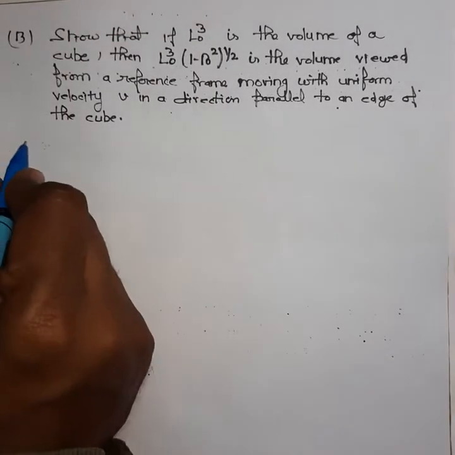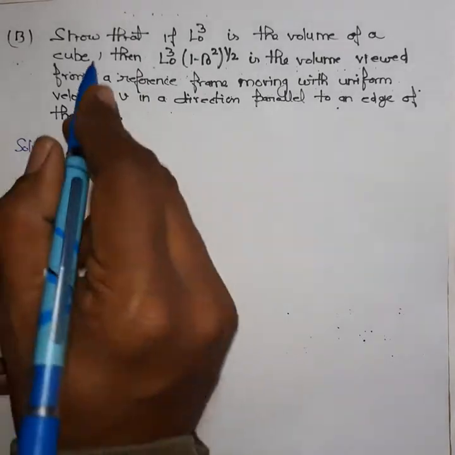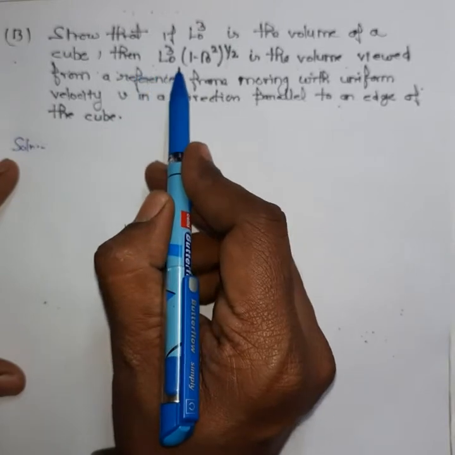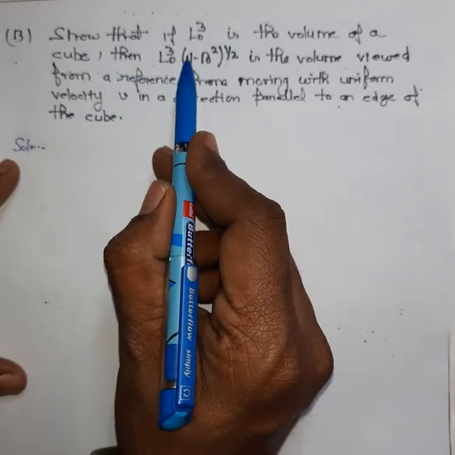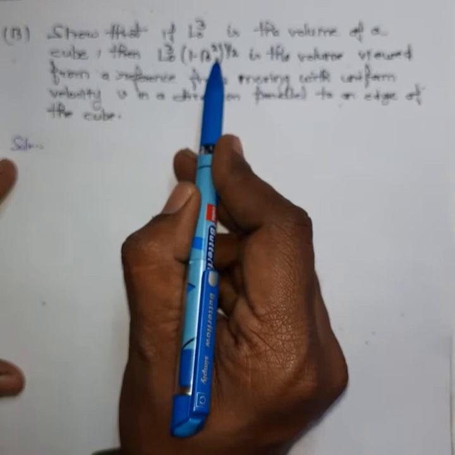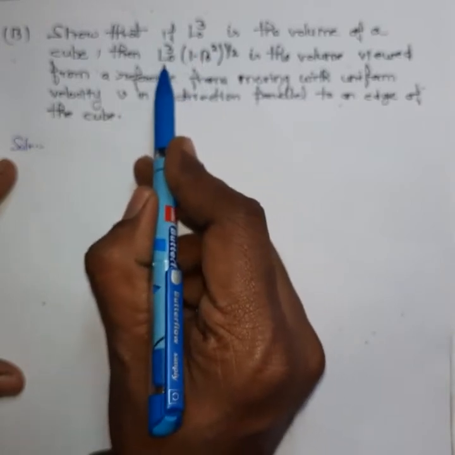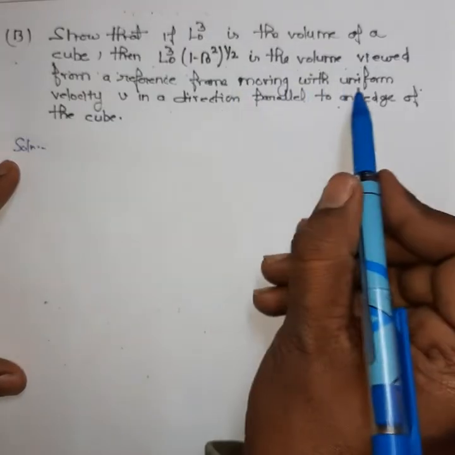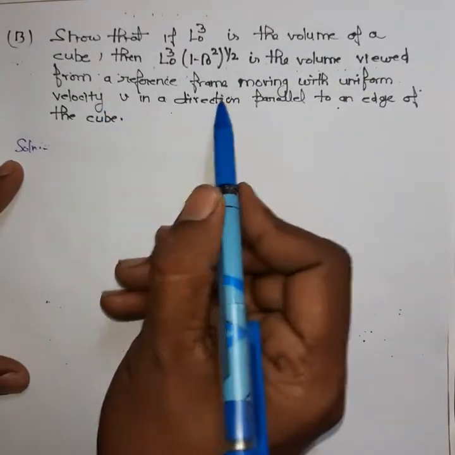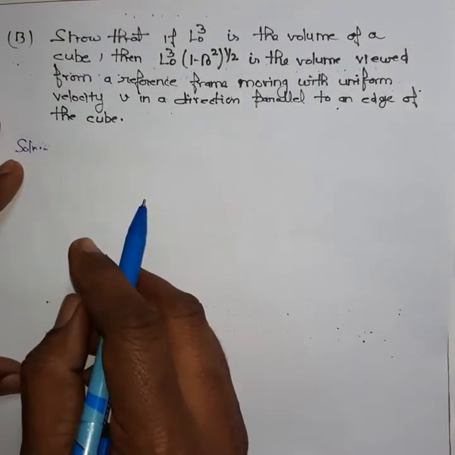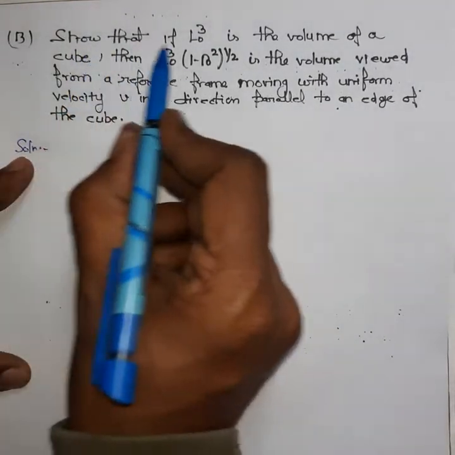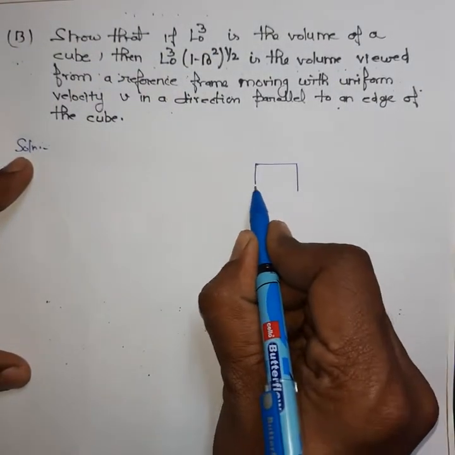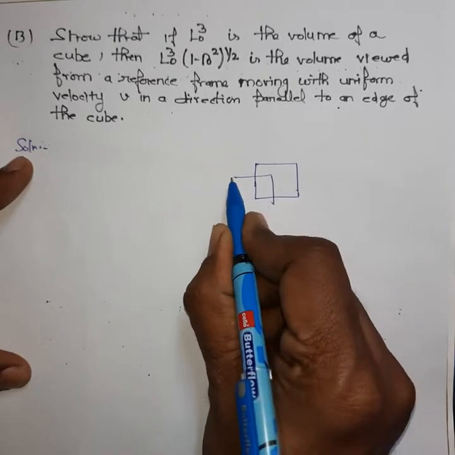Now let's do one more problem. If L naught cube is the volume of a cube, then L naught cube times square root of 1 minus beta square is the volume viewed from a reference frame moving with uniform velocity v in a direction parallel to an edge of the cube. So in this problem, L naught cube is the volume of a cube. You know the cube, you have seen the cube. This is your cube.